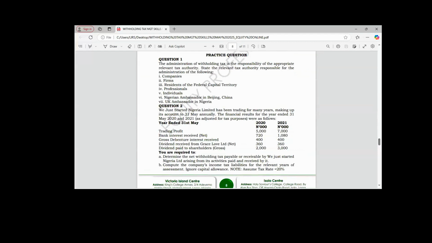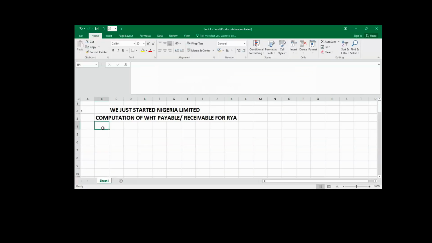Before I analyze this, let me illustrate something for us first. Information can be given to us in three forms. The examiner can say interest gross. The examiner can also say interest net. Or the examiner can say interest and be silent on the form.